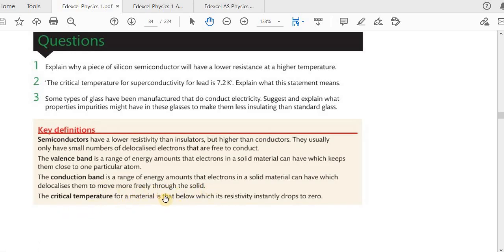The critical temperature for a material is that below which its resistivity instantly drops to 0. So now you know the meanings of all these words. Make sure you memorize them with understanding, because in the exam paper they can ask you what is critical temperature. If you try to write it in your own words, you might miss certain keywords, for example, resistivity. If you miss those keywords in a definition, you may not get the full marks for that definition. That's why I tell you all to memorize it with understanding.